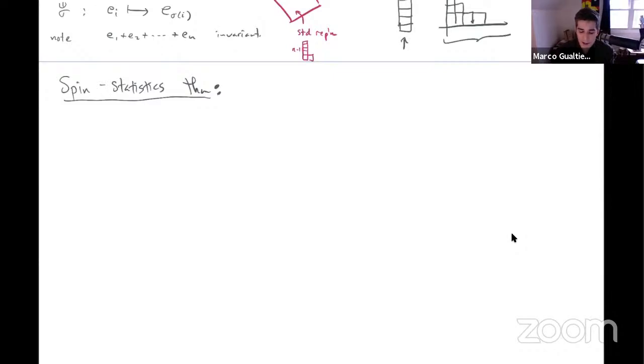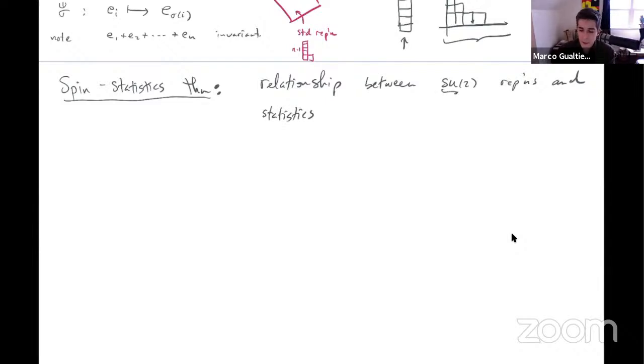And that is to say that there's a relationship between SU2 representations and statistics.